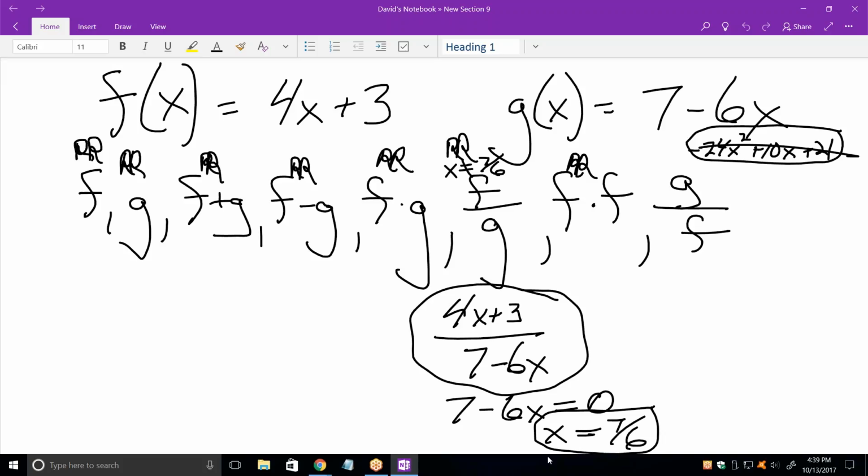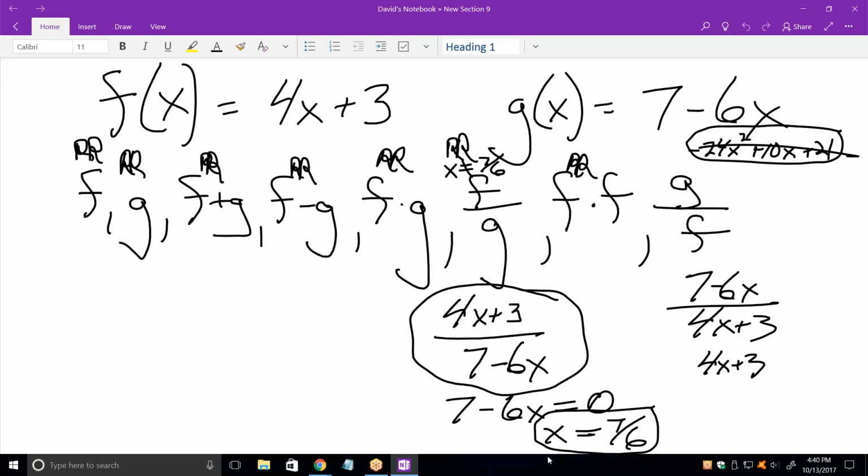And then the last one, g divided by f. Well, let's write this one: 7 minus 6x divided by 4x plus 3. What can x not be? Well, the denominator can't be 0. Spell out each step for me. Tell me what I should write next. 4x plus 3? That's the denominator.